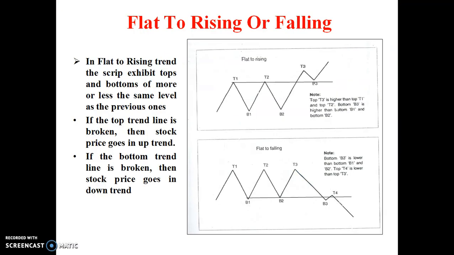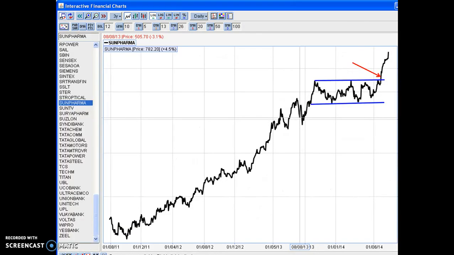In the case of flat trend, the price may move upward by breaking the top trend line, or it may move downward by breaking the bottom trend line, indicating opportunities for buy and sell. The same is shown in this image where the price has broken upward, continuing the prior trend.